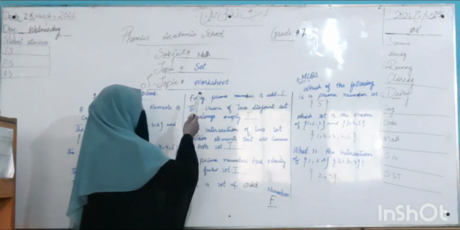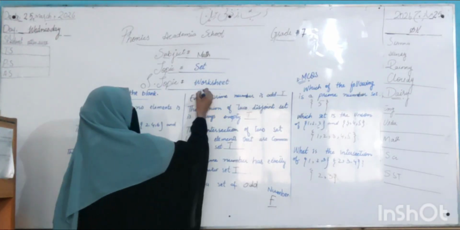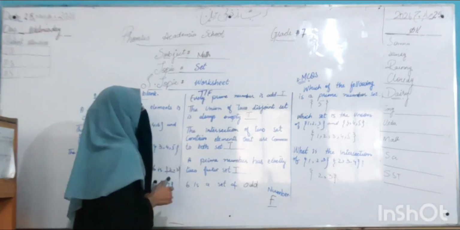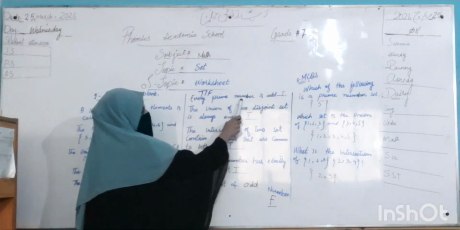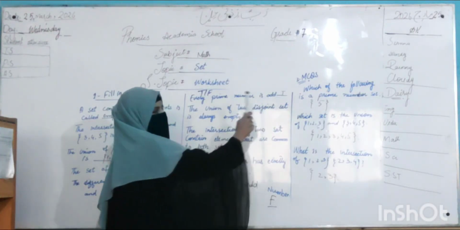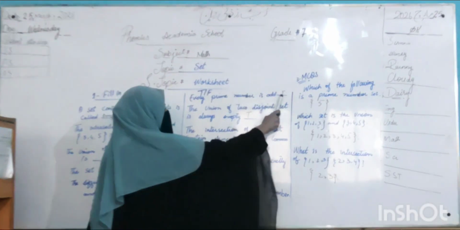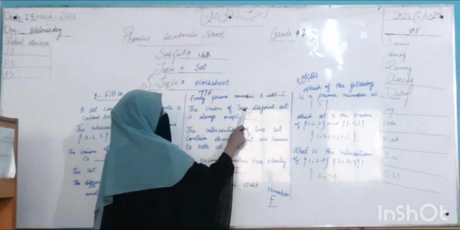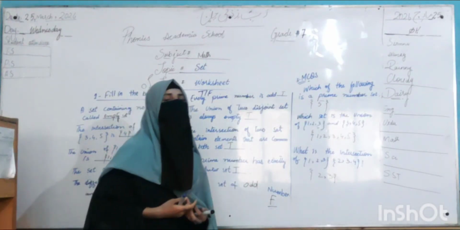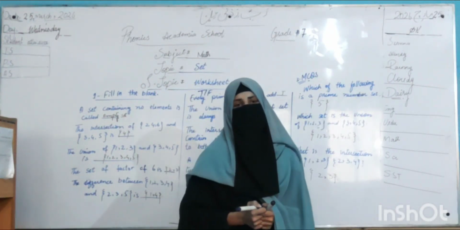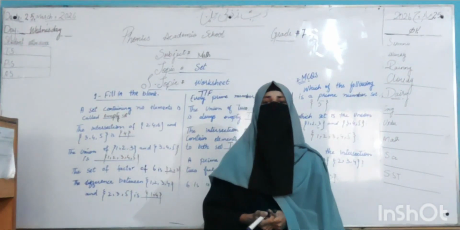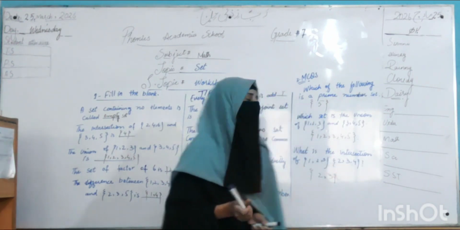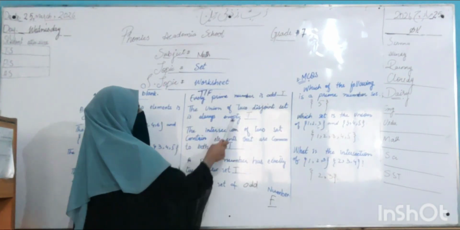Next, part number 2 is true and false. Every prime number is an odd set. Every prime number is an odd set: this is true. The union of two disjoint sets: two sets that have no common elements are known as disjoint sets. So this is always empty.